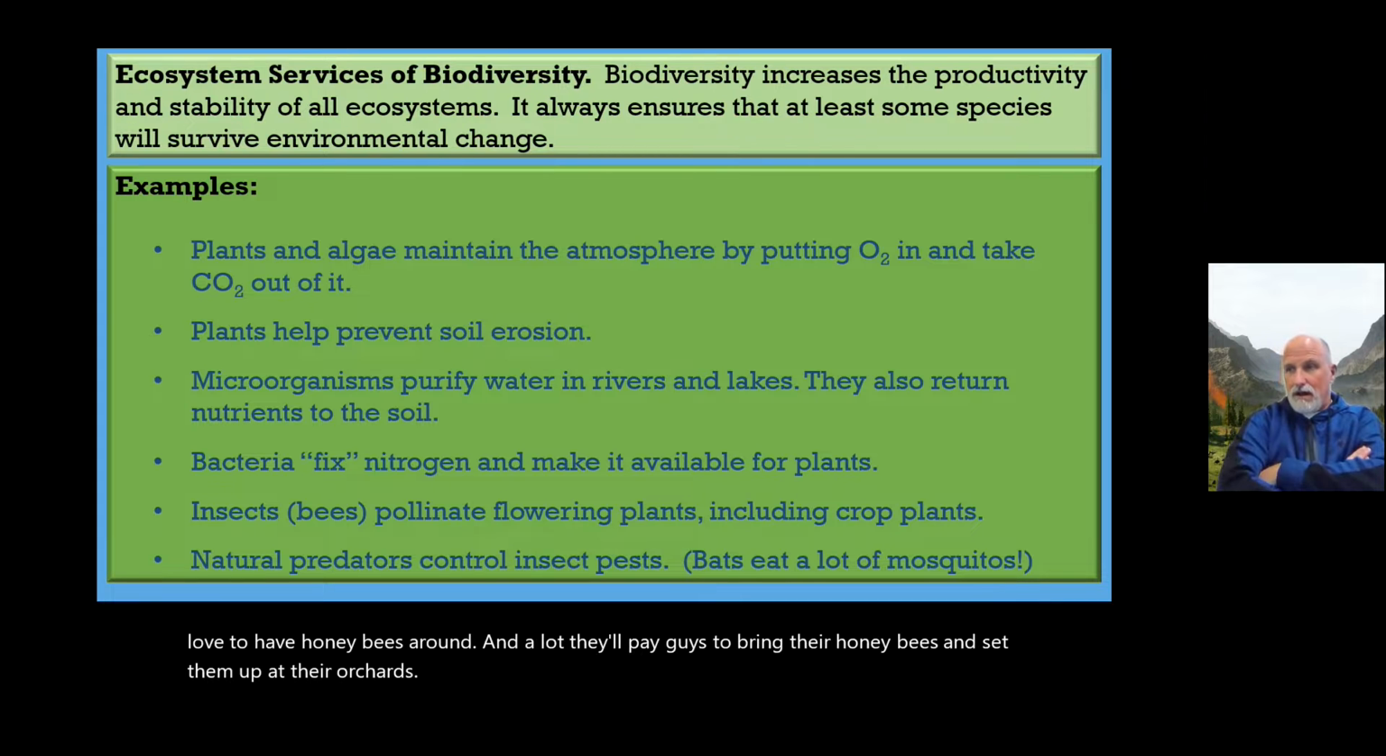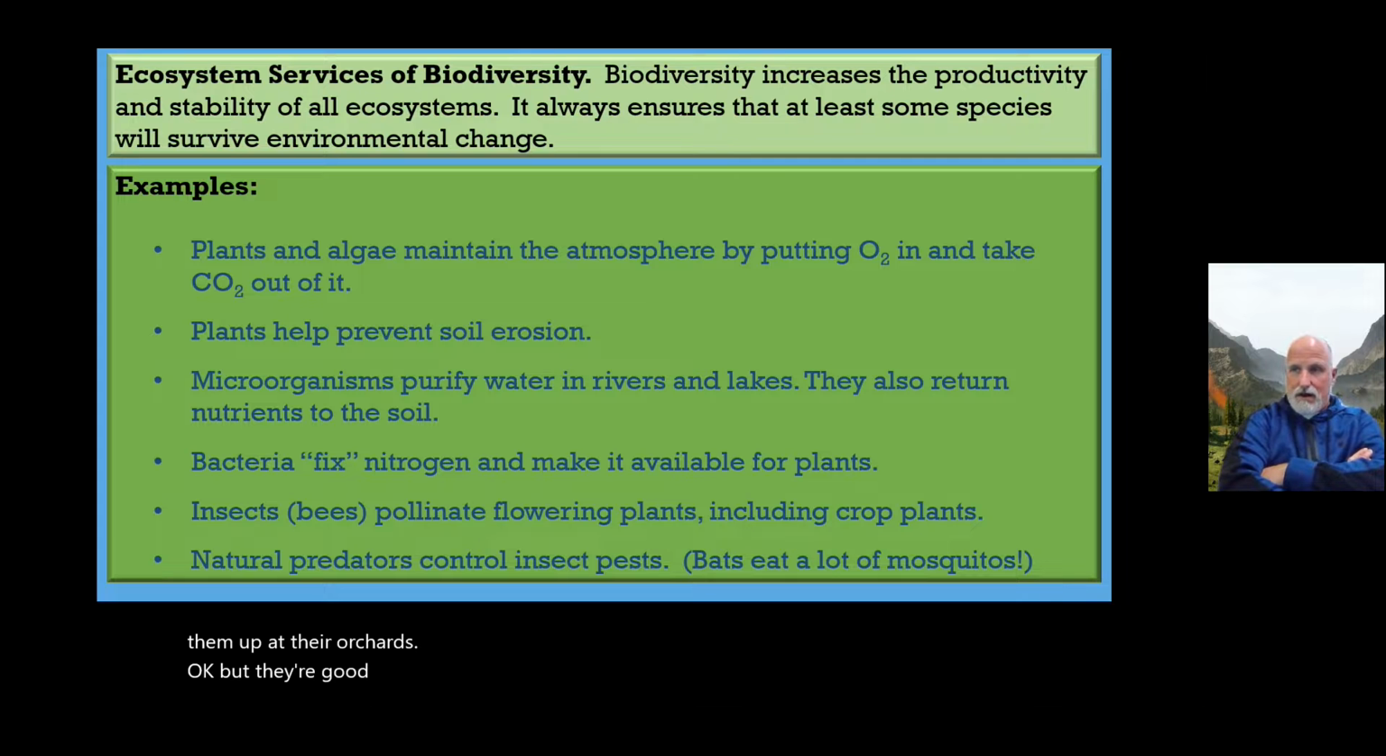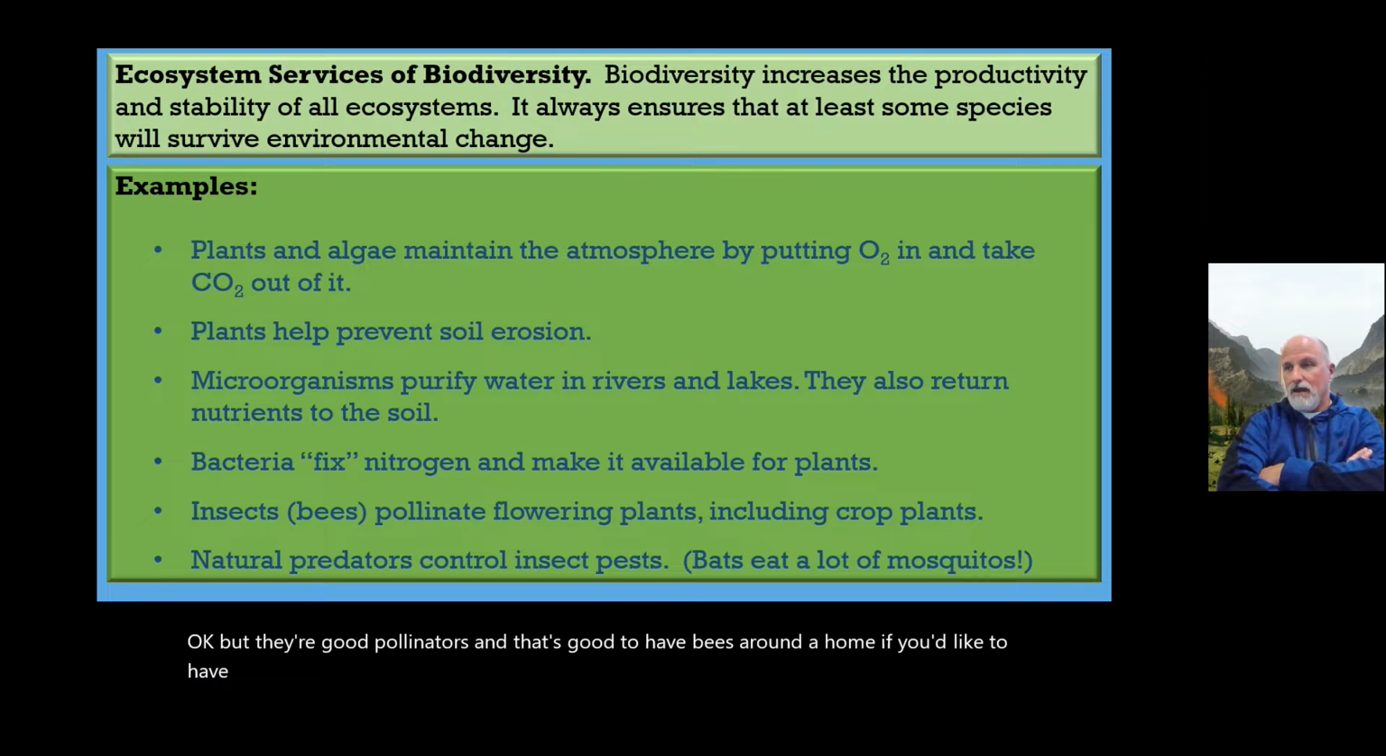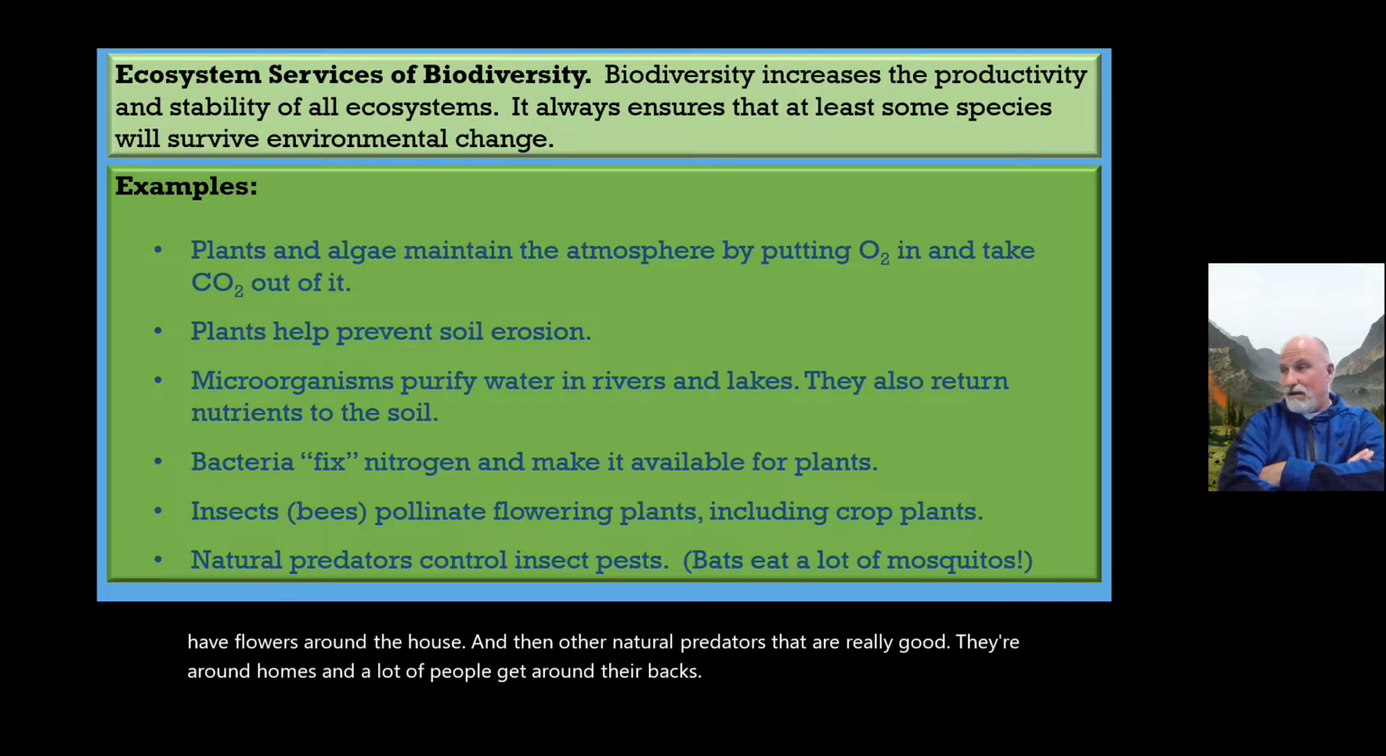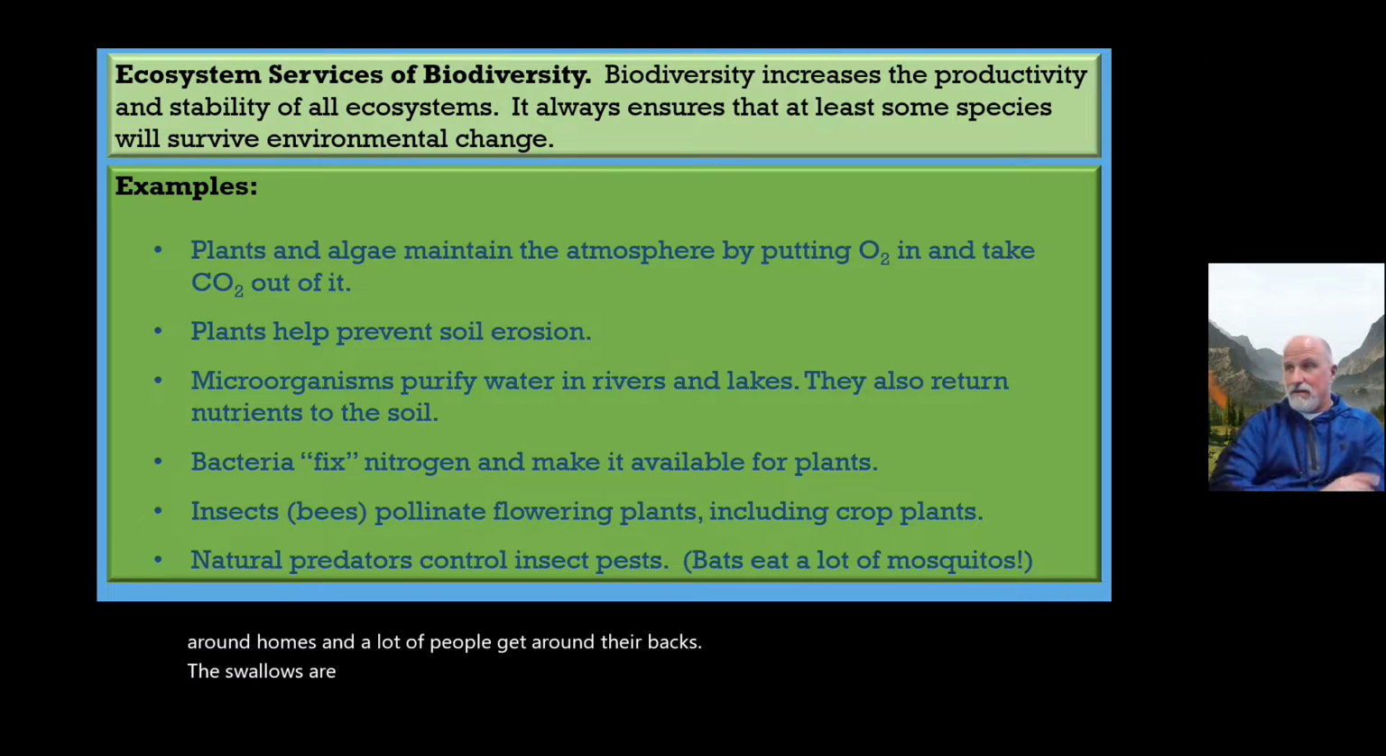Okay, but they're good pollinators, and it's good to have bees around a home if you like to have flowers around the house. Okay, and then other natural predators that are really good around homes, and a lot of people are scared of them, are bats, but the swallows are too. They eat all kinds of mosquitoes. Okay, so those are examples of ecosystem services provided by having a lot of biodiversity around.